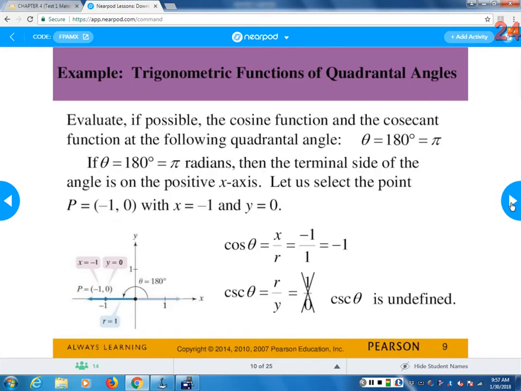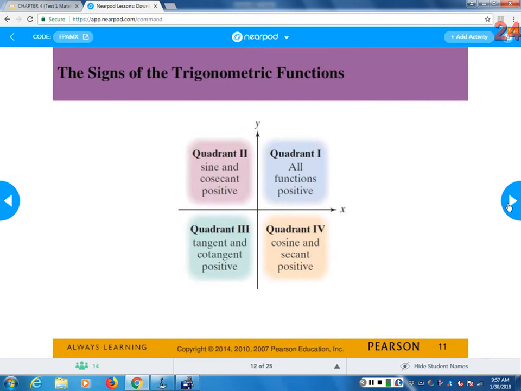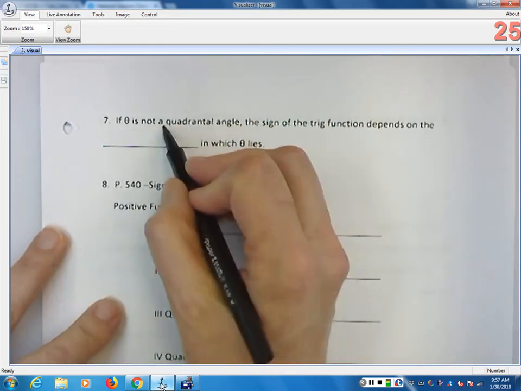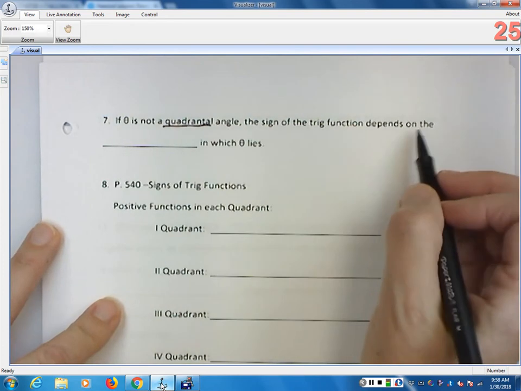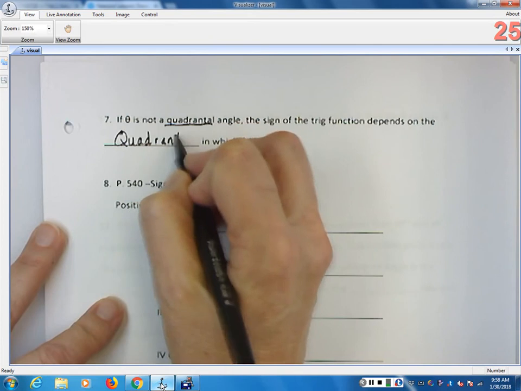Okay, so those are the examples. And there's a slideshow. So we're on the next page, and we've got the signs of the trigonometric functions. Okay, so I do have to fill in number 7. Point 7 is if theta is not a quadrantal angle, the sign of the trig function depends on the quadrant in which theta lies.